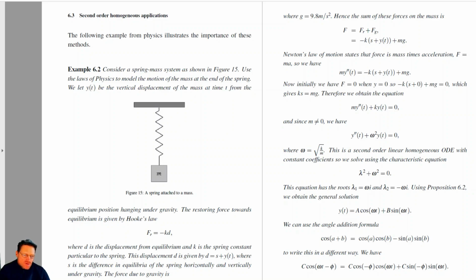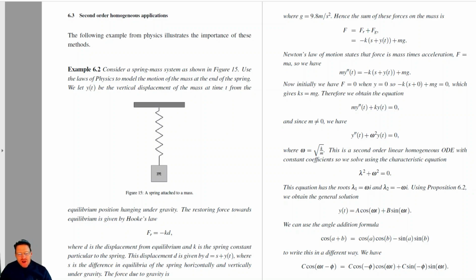So the restoring force towards equilibrium is given by Hooke's law. F subscript r is minus kd, where d is the displacement from equilibrium, and k is the spring constant particular to that spring. This displacement is given by d equals s plus y of t, where s is the difference in equilibria of the spring horizontally and vertically under gravity. Remember, we said we have two equilibriums, one when it's horizontal and another when it's vertical, because it gets pulled down more to a new equilibrium.